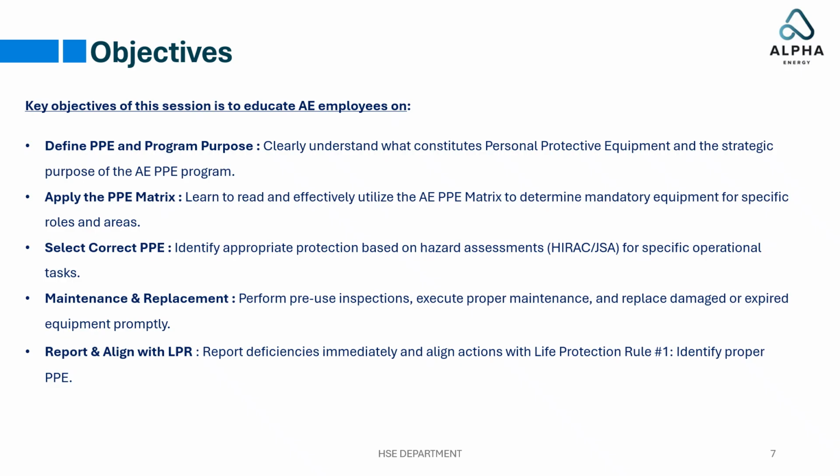Additionally, the session covers the importance of maintenance and replacement, including pre-use inspections and the prompt disposal of damaged equipment. Finally, employees are instructed on how to report deficiencies immediately and align their actions with Life Protection Rule Number 1, which focuses on identifying and using the proper PPE.